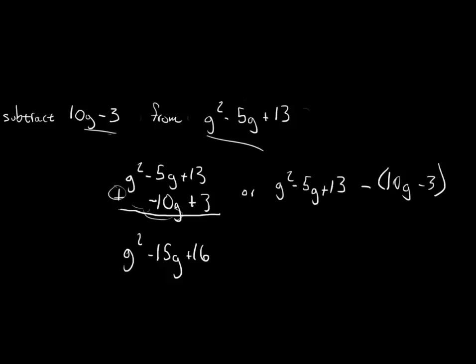A lot of people miss this type of problem on the quiz because they forgot to change their sign. If you set it up horizontally and remember to use your parentheses, maybe it's a little bit easier to see that you're going to distribute the negative. So that's g squared minus 5g plus 13 minus 10g plus 3. Once you've distributed the negative, then you can just combine like terms and you'll get the same answer.